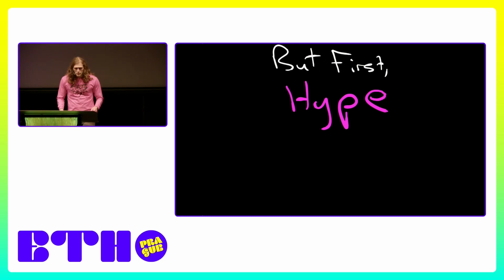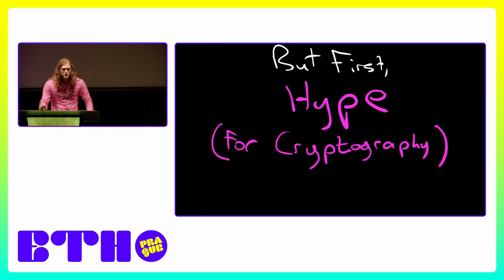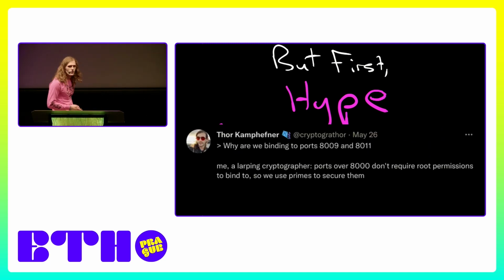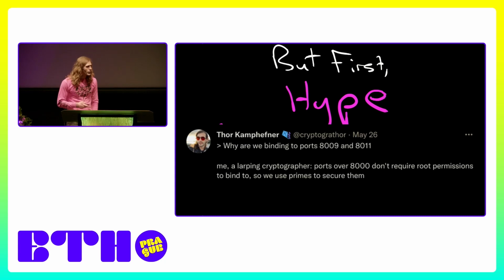But first, hype. We know a thing or two about hype. We cryptographers made cryptocurrencies possible. And so I'm going to briefly hype cryptography. Cryptography is really pretty neat because it allows us to have trustless assumptions that don't need to be second guessed. We have math. And it also lets us make great memes on Twitter about the unsecured ports that we use above 8,000. We should only use primes above 8,000 because cryptography.